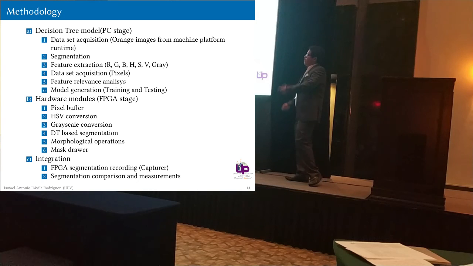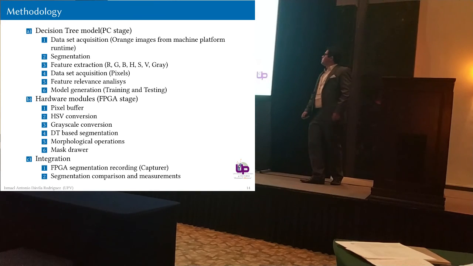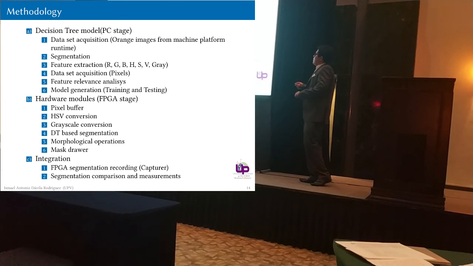Then we get another data set only of pixels. After that, we did a feature relevance analysis to check which channels were better to build the model. Then we do model generation with Weka, and we train it to check its performance. Also, we have a second stage, that is the FPGA stage.